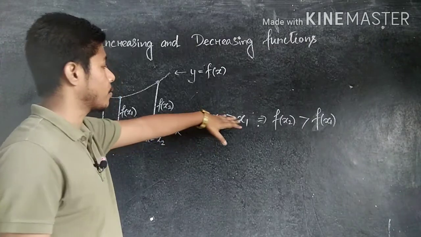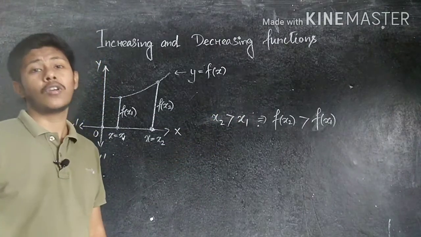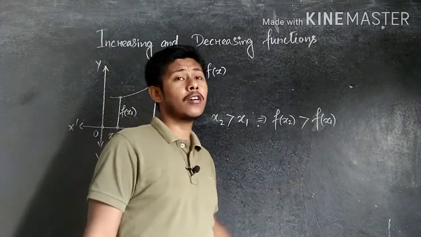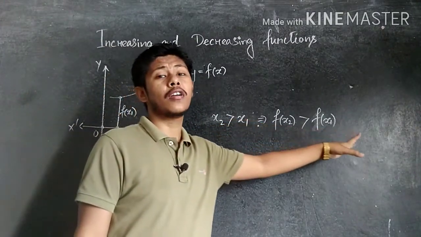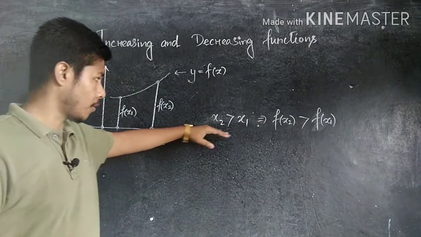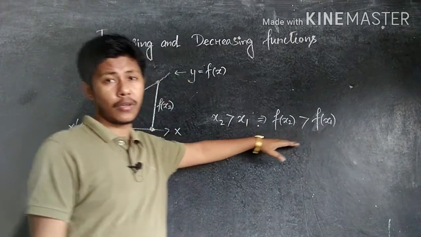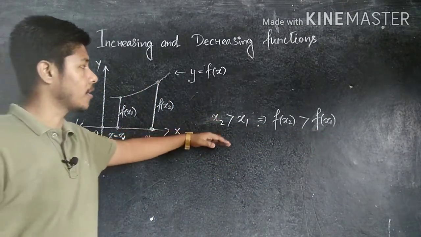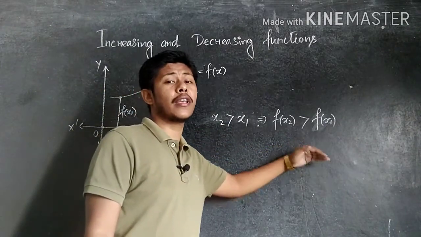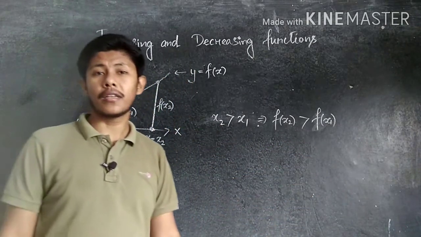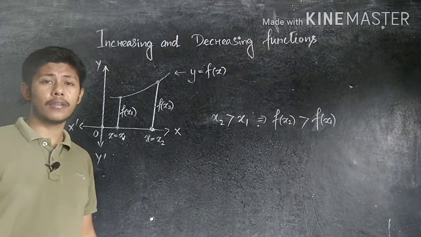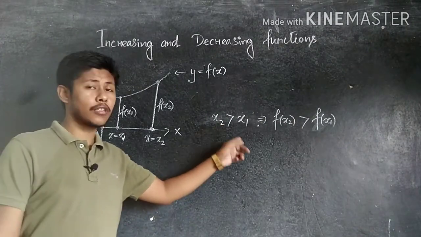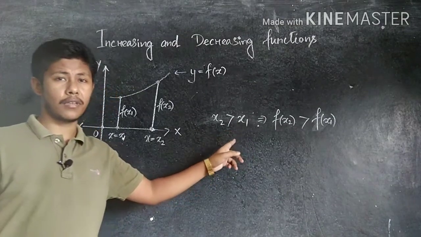Where x2 and x1 are positive real numbers. This condition is already given in your book. Is it clear? So this one is the condition of a strictly increasing function. I think all of you understood this now.